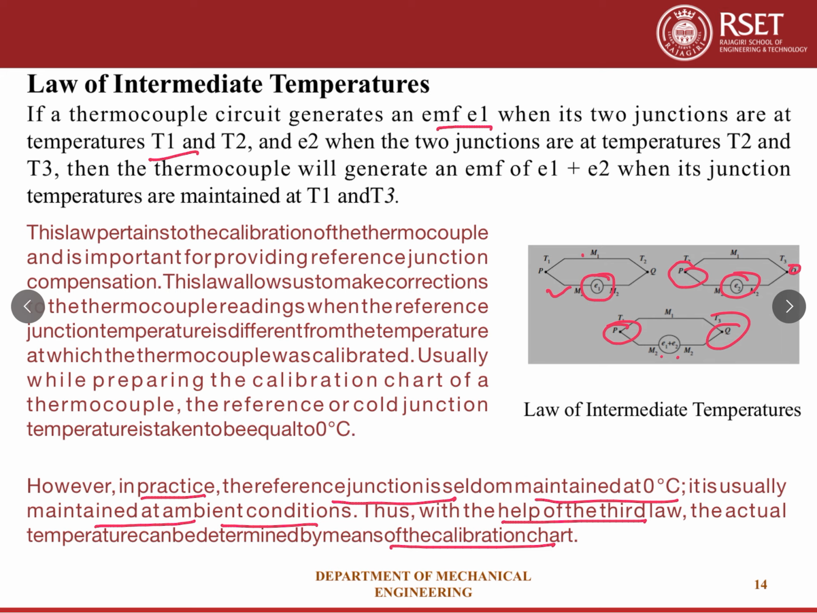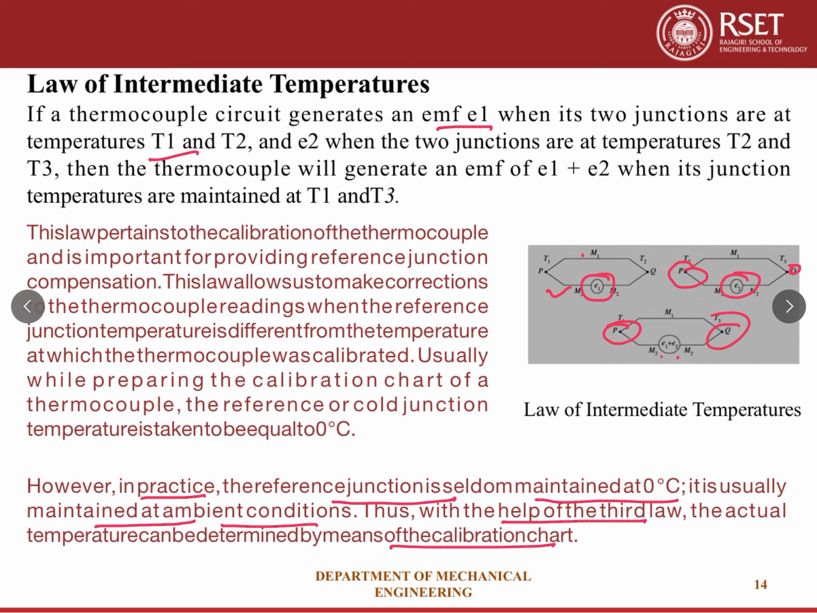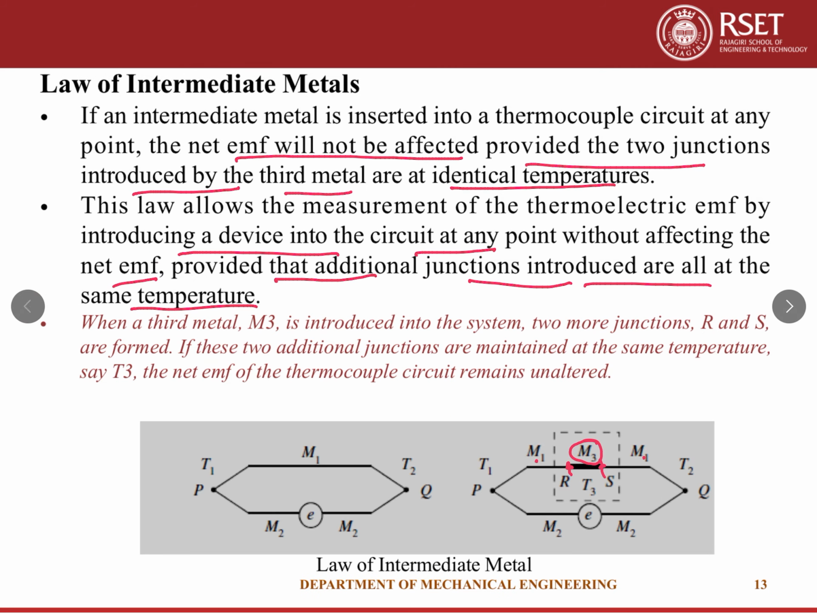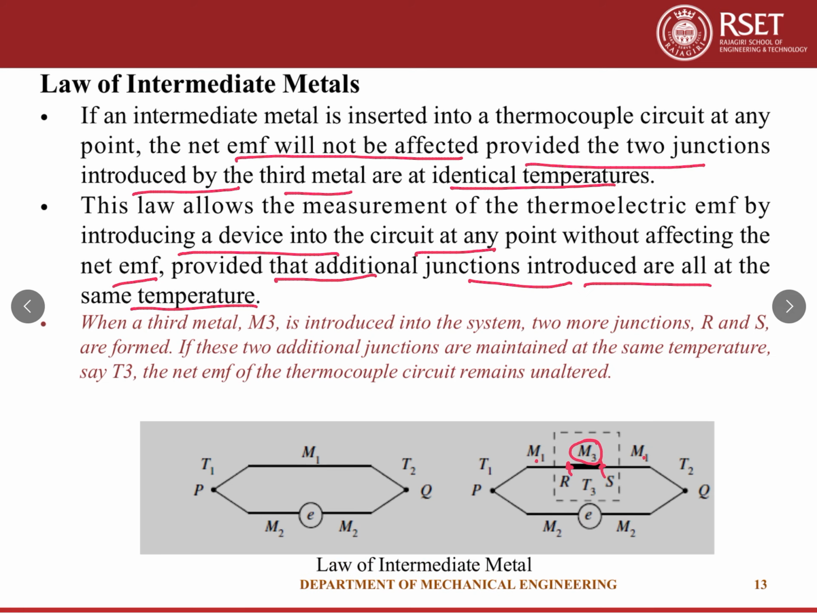So we have discussed three laws: the law of intermediate temperature, the law of intermediate metal, and the law of homogeneous circuit. In the law of intermediate metal, when two metals are introduced and the two junctions formed by this metal are at the same temperature, the EMF will not be affected. That's the law of intermediate metal.